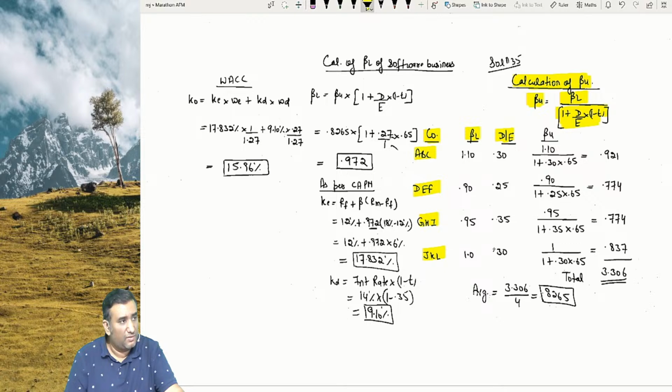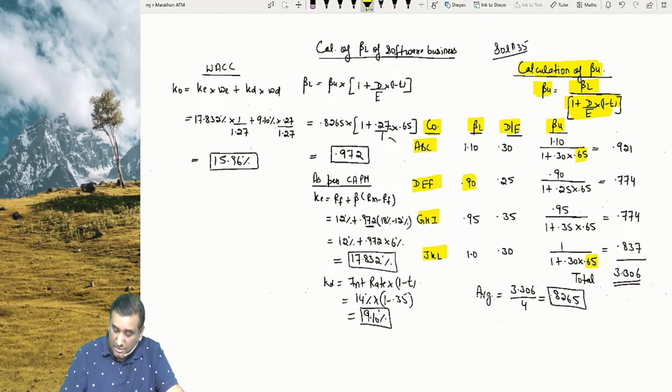With respect to comparative companies, you find their beta levered. 1.1 divided by 1 plus 0.3, I have directly taken 0.65 because 35% is the tax rate, 1 minus T. 0.9 divided by 1 plus 0.25 into 0.65, 0.95 divided by 1 plus 0.35 into 0.65, and 1 divided by 1 plus 0.6 into 0.65. Check the calculations. Then what has been done is, this is the total.